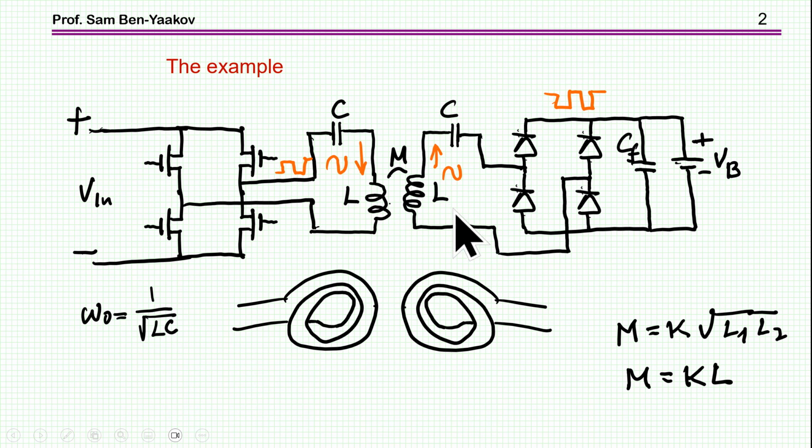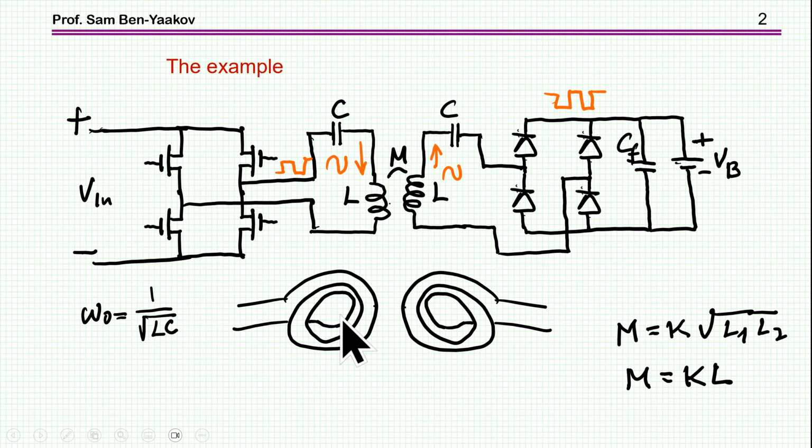And then we have the receiving part. This is the receiver antenna and the capacitance. Then we have a rectifier. Usually there will be some capacitance to capture some of the ripple current. And then we have the battery.